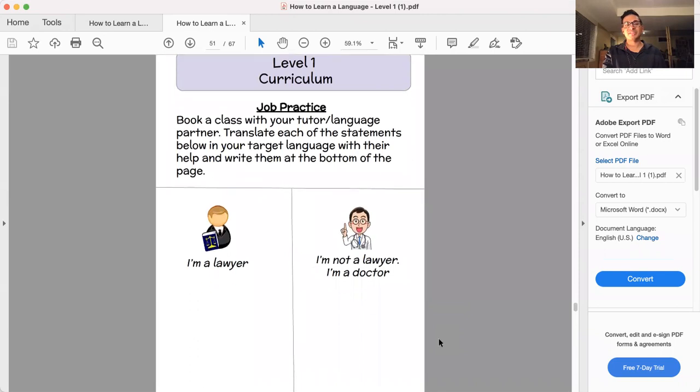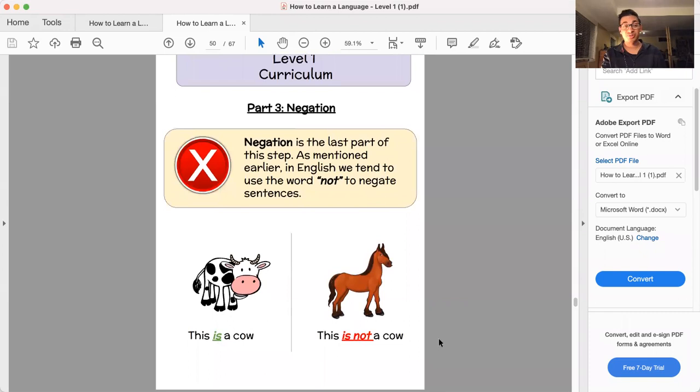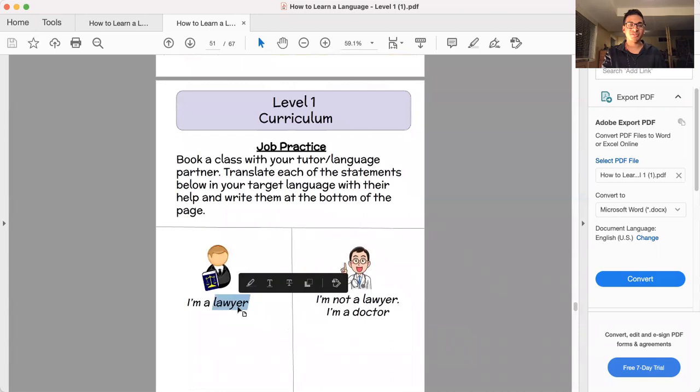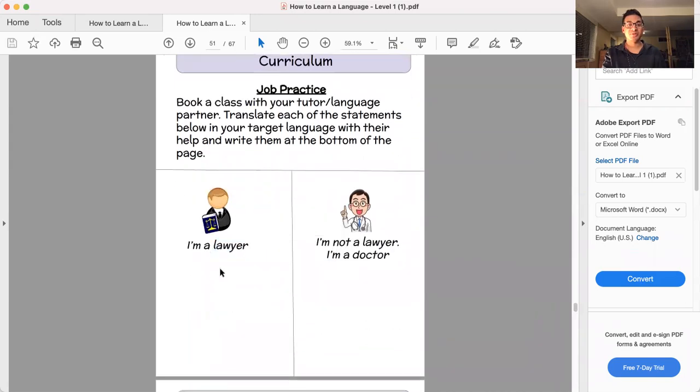And what I've done in this chapter is I've combined two things. I've combined negation with jobs. That way you can learn some common professions and you can learn how to negate things. So up here, you're going to learn how negation works. You have to talk to your tutor, you have to Google it, you have to figure this out. Okay. Then you're going to have to learn your common job titles. And then you're going to do this activity here. In this box, you're going to write down, I'm a lawyer, in your target language. In this box, you're going to write down, I'm not a lawyer. I'm a doctor. Okay. There's a chance you don't know how to say I am, so you might have to ask. You might have to go learn that.